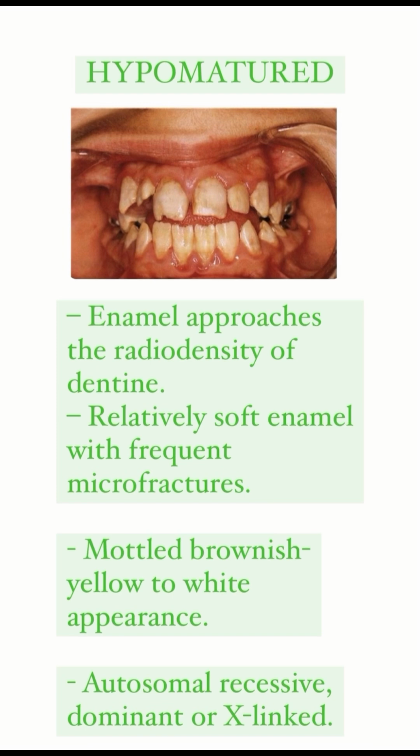There is relatively soft enamel with frequent microfractures. The enamel is mottled with a brownish-yellow to white appearance. It can be autosomal recessive, autosomal dominant, or X-linked.